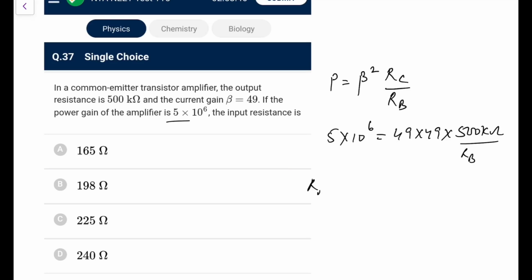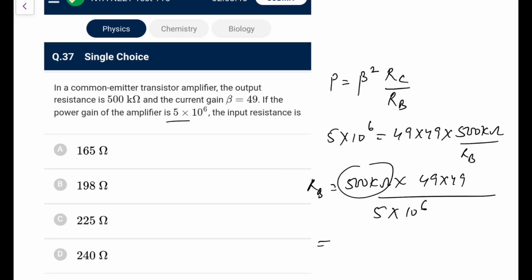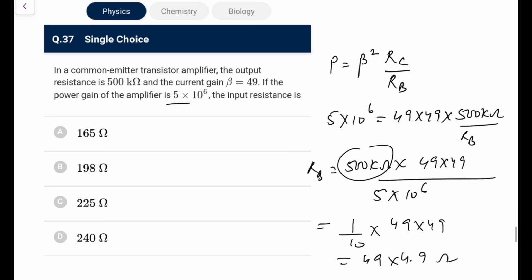RB, I can write it as 500 kilo ohms into 49 into 49 upon 5 into 10 to the power 6. So if I do this, 5 into 10 to the power 5 in ohms it will become. So this 10 to the power 5 goes, 5 goes, so it is 1 by 10 into 49 into 49. So it is 49 into 4.9 ohms. 49 into 5 is 250, so it would be slightly lesser than 250. It would be closer to 240 ohms. You can do the calculations.